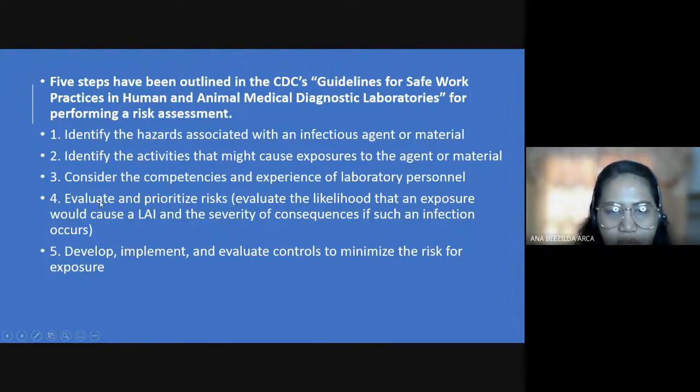Okay? Another one is to develop, implement, and evaluate controls to minimize the risk of exposure. So, for number 5, it means, class, you're going to draft policies on how to minimize the exposure to that risk. What rules and regulations will you make so that you will be safe? That is number 5.